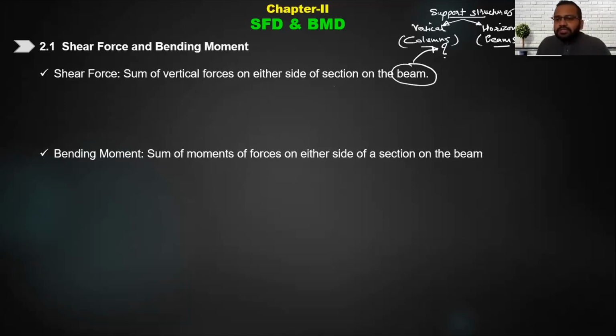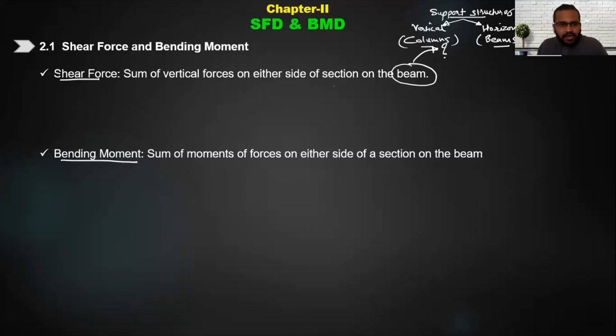On that horizontal support structure, there can be different types of loads which we have already discussed in chapter 1. The load can be either a point load, a UDL, a UVL, or any random varying load. So how to deal with those forces and how to draw the variation of the shear force and bending moment diagram, this is what we need to understand. So shear force and bending moment. Now, what is a shear force?